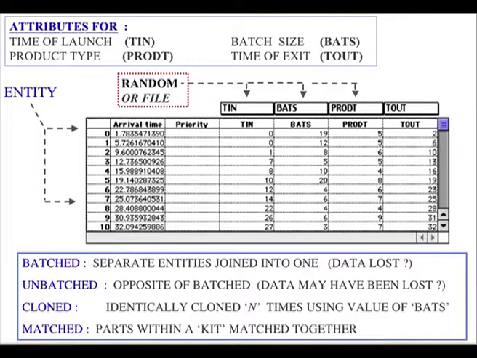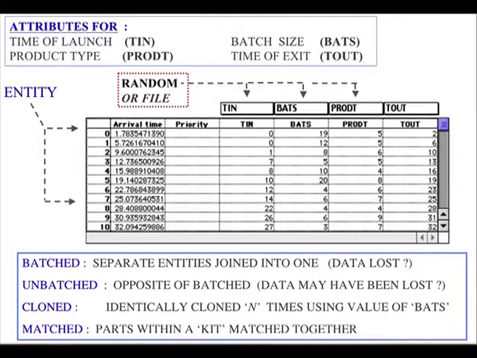Now, entities may be batched together, separate entities joined into one, and there's always an option whether you want to average the attributes or keep them retained. If they're retained, it requires a higher amount of memory. Unbatched, the opposite of batched, data may have been lost. That's when a batch is broken into individual entities.